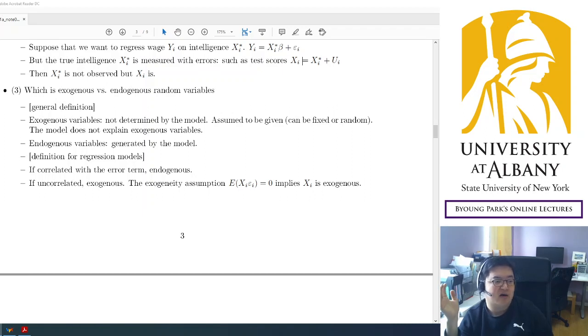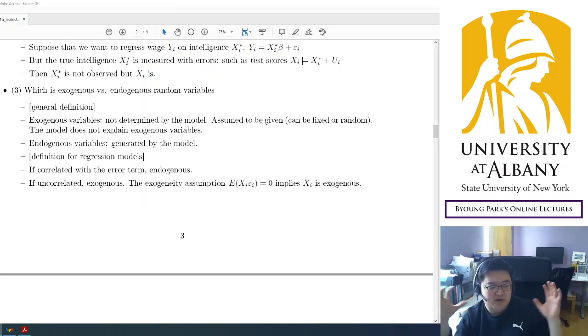On the other hand, an endogenous variable is a variable generated by the model. So in the regression model, y is an endogenous variable. The wage is determined by the education, so that is endogenous. The model explains how the salary is determined. That is a general scientific definition.